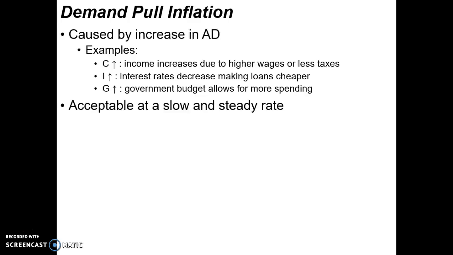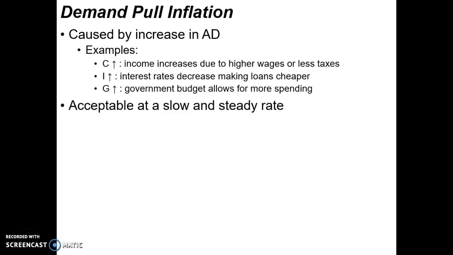Or maybe government spending goes up simply because the government budget allows for more spending, and that pumps more money into the economy. These are just some examples, not the only reasons that AD would go up. But in short, demand pull inflation is caused by economic growth. And for that reason, we accept it at a slow and steady rate. We say that if we're getting a little bit of this inflation, it's actually a good sign because it means that we also get more output.